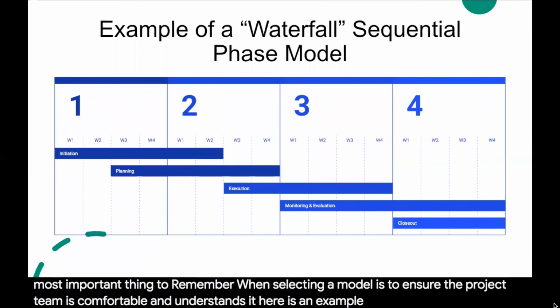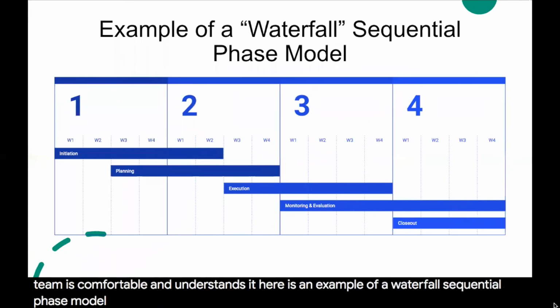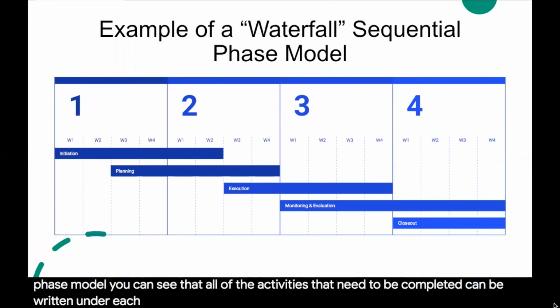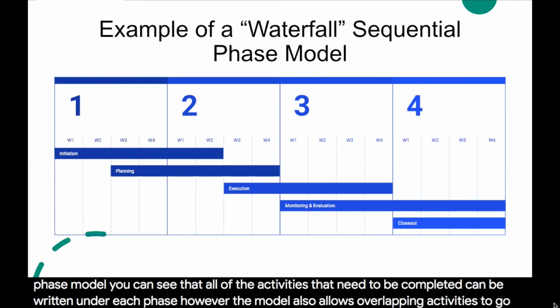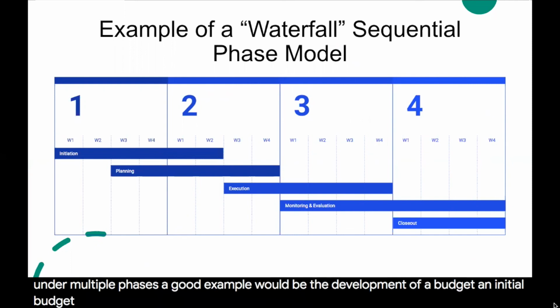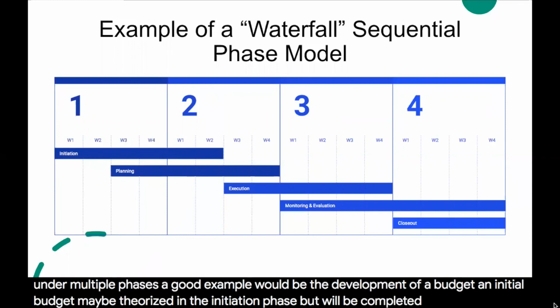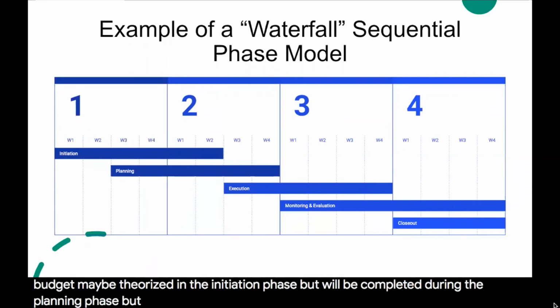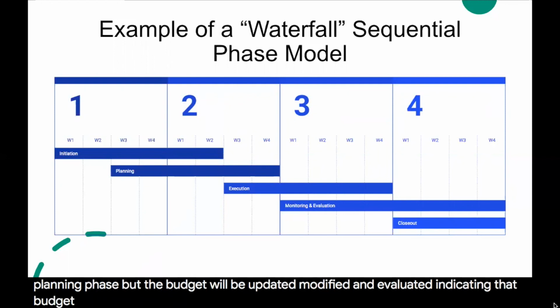Here is an example of a waterfall sequential phase model. You can see that all of the activities that need to be completed can be written under each phase. However, the model also allows overlapping activities to go under multiple phases. A good example would be the development of a budget. An initial budget may be theorized in the initiation phase, but will be completed during the planning phase. But even during the execution phase, the budget will be updated, modified, and evaluated, indicating that budgeting goes across many different phases.